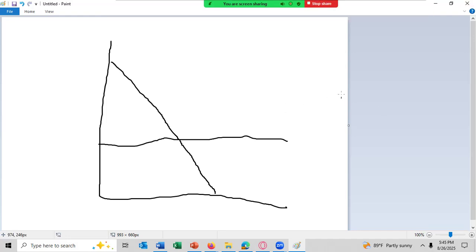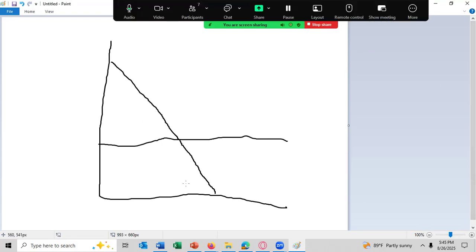Come on, mouse. Sorry, my mouse isn't showing. Why is my mouse not showing? I don't know. Anyways, oh, there it is.